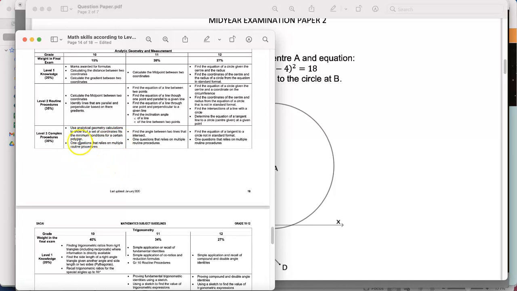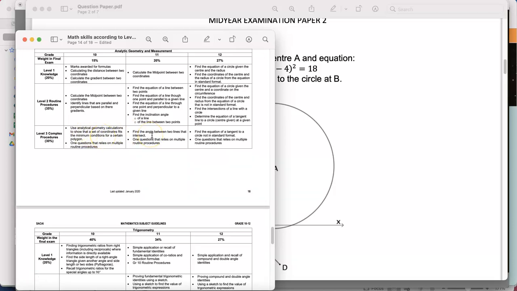Another thing you should be able to do, that's grade 10 level, is to use one question that relies on multiple routine procedures. So you first have to calculate the gradient and then the distance, and then you have to use those combinations to answer another question. That would be a level 3 type question.